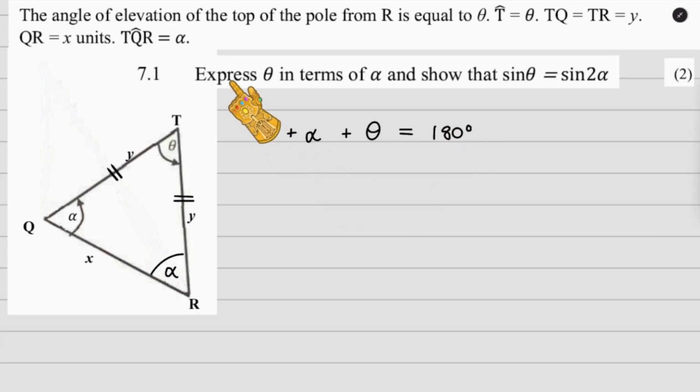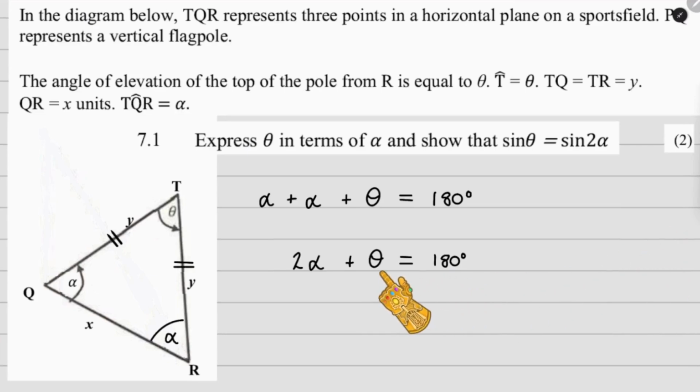Right, now I need to express theta in terms of alpha. What that means is get theta on its own. So let's go ahead and start doing that. Alpha plus alpha is just 2 alpha. 1 apple plus 1 apple is 2 apples. And then to get theta on its own, I'm just going to move that 2 alpha to the other side and it becomes minus 2 alpha. And now the first bit of the question is done. Express theta in terms of alpha. Done. Theta equals 180 minus 2 alpha.